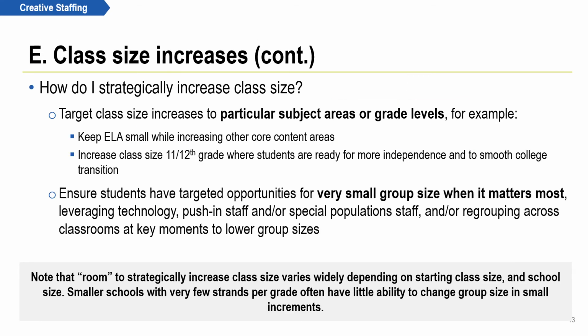How can you strategically increase class size? First, target class size increases to particular subjects or grade levels. For example, keep ELA small while increasing other core content areas if ELA is the priority. Or increase class sizes in 11th and 12th grade where students are ready for more independence and can smooth the transition to college. Second, ensure students have targeted opportunities for very small group size where it matters most, leveraging technology, push-in staff, and/or special population staff, and/or regrouping across classrooms at key moments to lower group sizes.